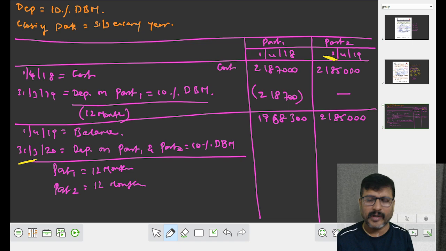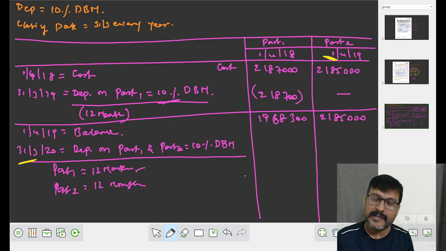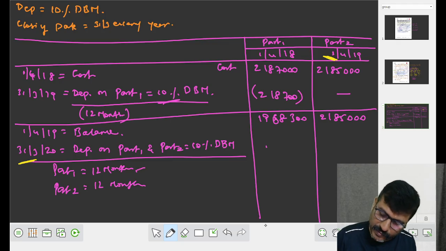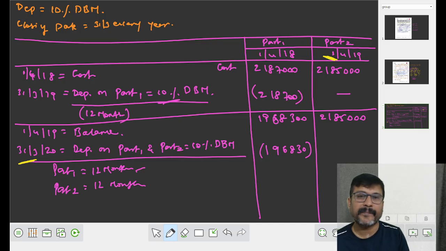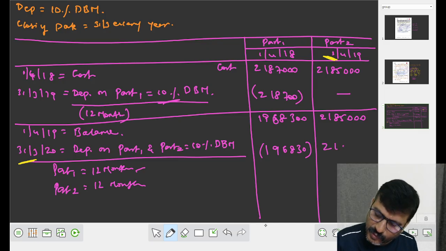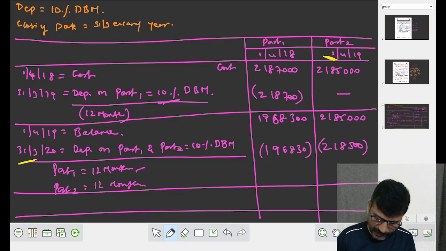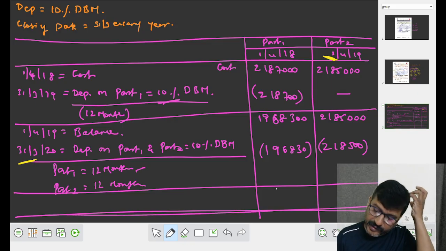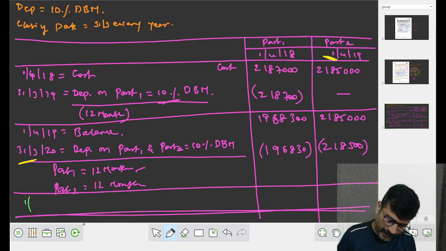So, use a calci and work out 10% as a depreciation for 12 months on part 1. It comes to 1,96,830. On this, it comes to 2,18,500. Now let us work out a balance. Sir, why you are closing? Why can't you proceed for next? Because I am arriving a balance on April 2020.